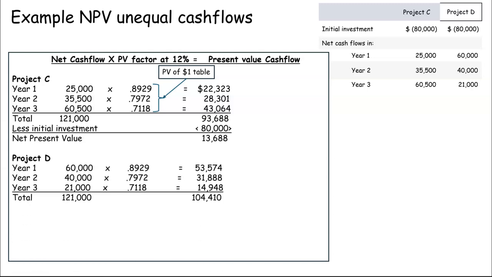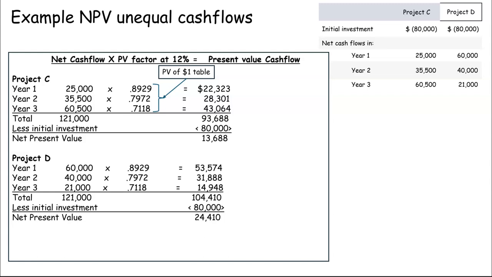Now, project D. We do the same thing with our factors. And we also had an initial investment, but look at the difference. We have a present value of $24,000. Now, why is it that you're going to get the same amount of money back for the same investment?